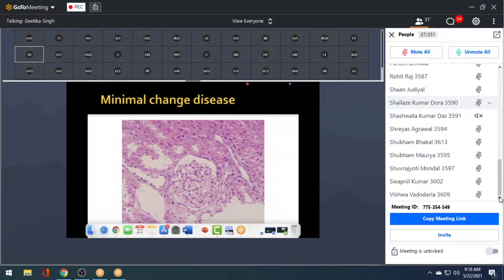Minimal change, as the name suggests, glomeruli are going to look nearly absolutely normal. That's a normal glomerulus. Let's check every part. Capillary loops seem pliable. There is no significant mesangial hypercellularity. There's definitely no endocapillary hypercellularity. And we will point out one cell there. Yes, who can unmute and tell me what is this cell at the arrow? Can you see? You may have to zoom into your screens.